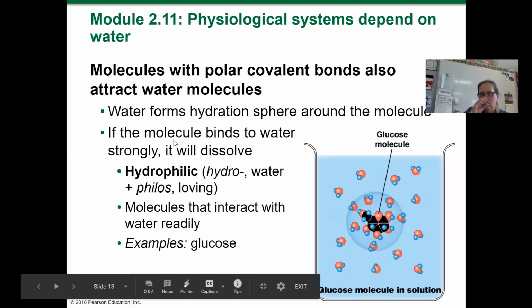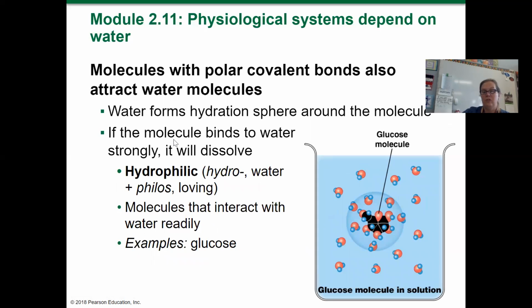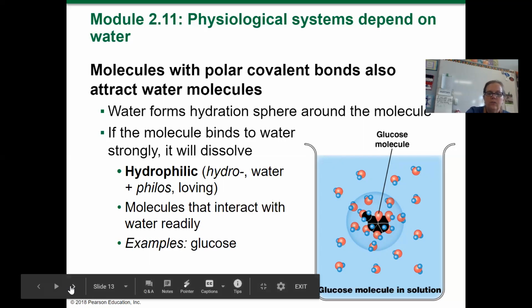So then molecules with polar covalent bonds, just like water, also attract water molecules, but they are attracted in a different way. The water forms a hydration sphere around the molecule, and if the molecule binds to the water strongly, it'll dissolve, okay? This is a hydrophilic situation, that is, water loving. Hydrophilic, you may have heard this term before, means that the substance will dissolve in water. It'll dissociate in water. Glucose is an example.